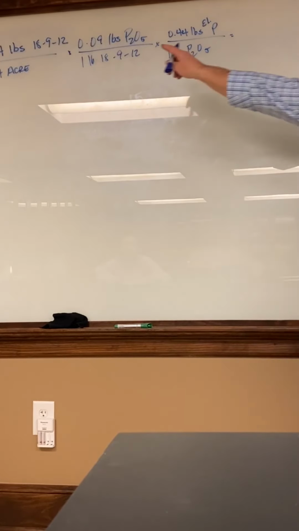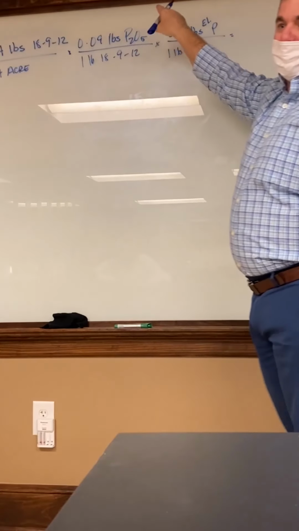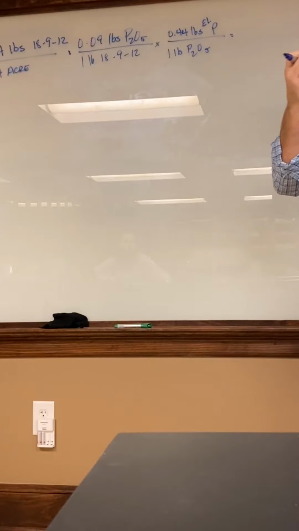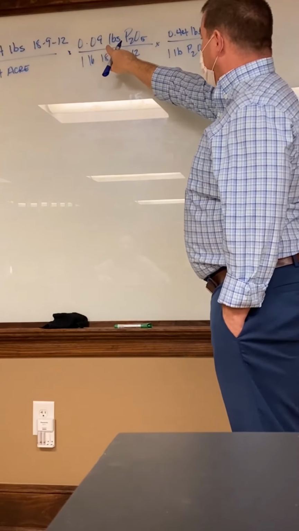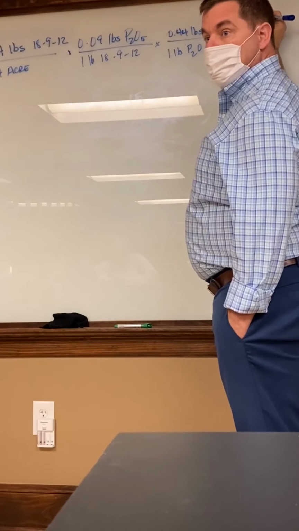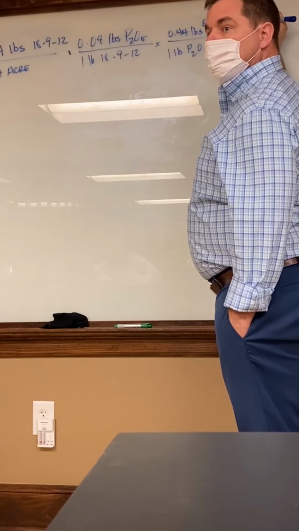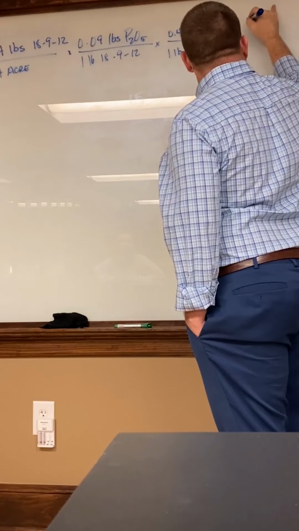Let's do this across the top first. Do the math across the top for me. Yeah, just the top part. It's 144 times 0.09 times 0.44. That's 5.70.